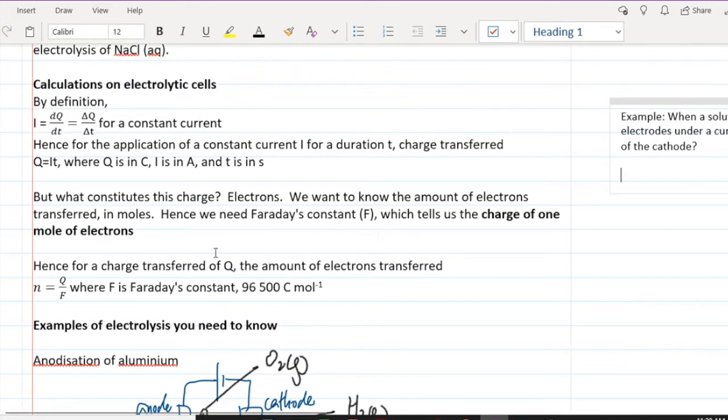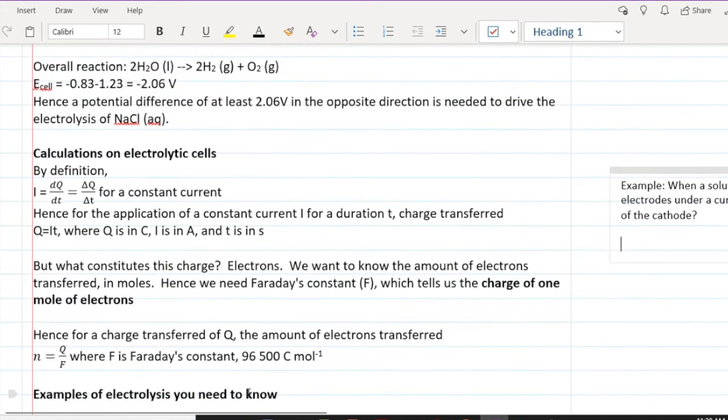But what constitutes this charge, right? Electrons. Fundamentally, they are electrons. We want to know the amount of electrons transferred, and we want to know it in moles. Why in moles? Because chemists like to handle large quantities in terms of the number of moles to make the values much easier to handle. Hence, we need Faraday's constant, which tells us the charge of 1 mole of electrons. So we can say that the number of moles of electrons is equal to the total charge divided by the charge per mole of electrons, F, where F is Faraday's constant, 96,500 coulombs per mole, and is found in your data booklet.